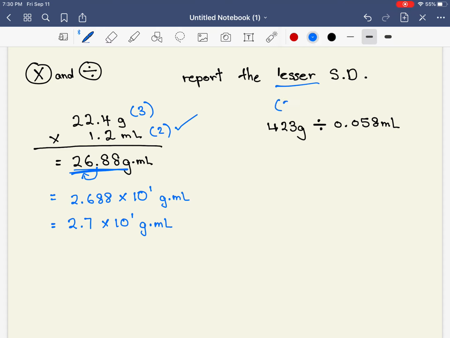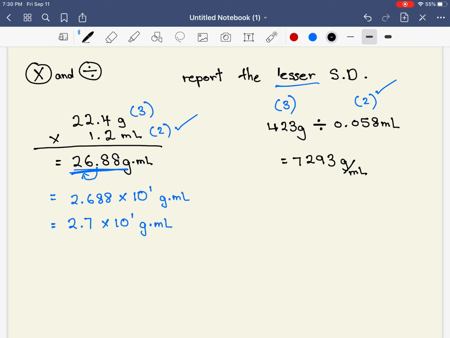Let's count significant digits first. So there's 3 significant digits here. There's 2 significant digits here. Remember, these guys don't count because there's zeros to the left of significant digits, like we said yesterday. Well, hey, 3 versus 2, 2 wins. You punch this number into your calculator, you should get 7,293 grams per milliliter.